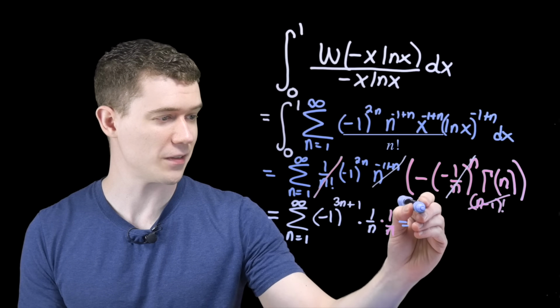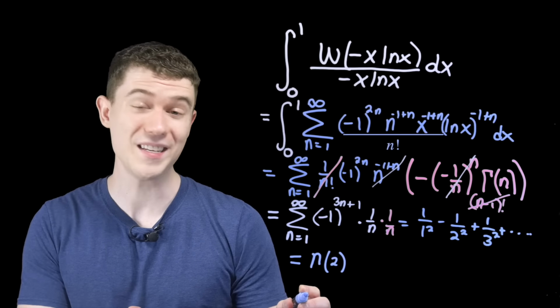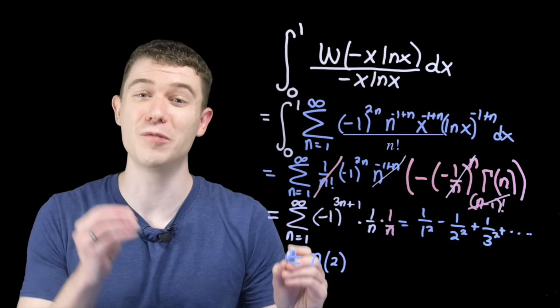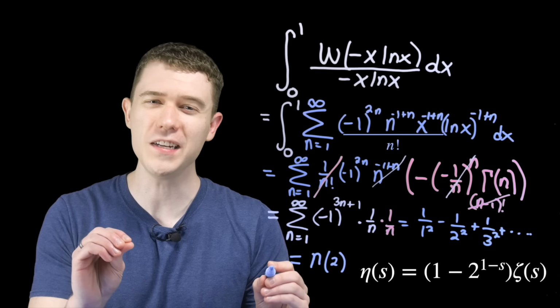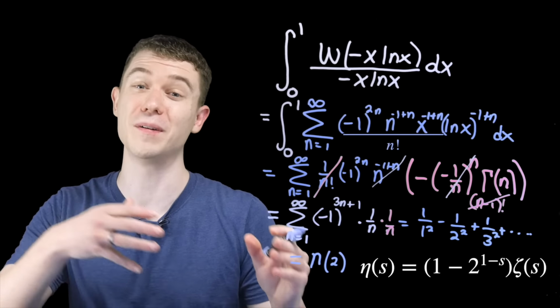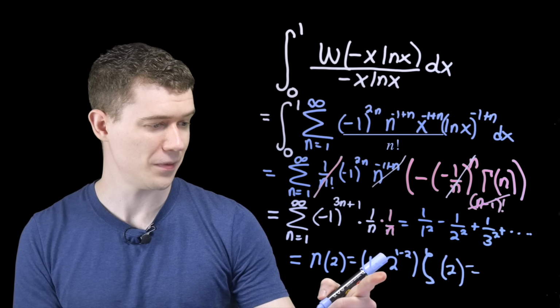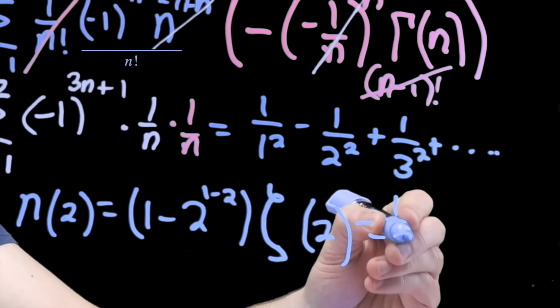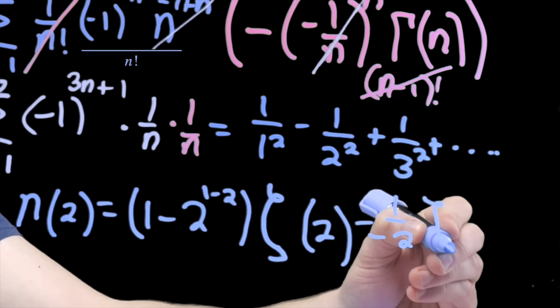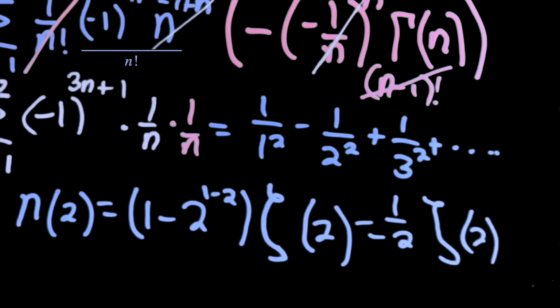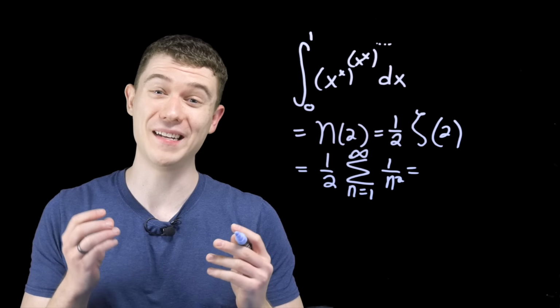If we start writing out the terms of this series, what we're seeing is that this is the eta function evaluated at 2, and we have that relationship between the eta function and the Riemann zeta function. And if you compute this, this is a half. So we have 1/2 of the Riemann zeta function at 2. And so we're finally here.